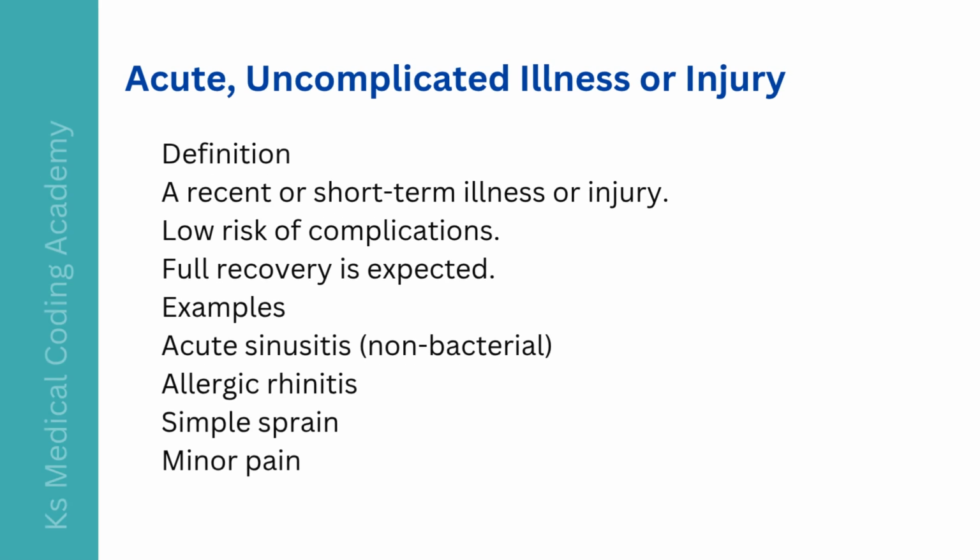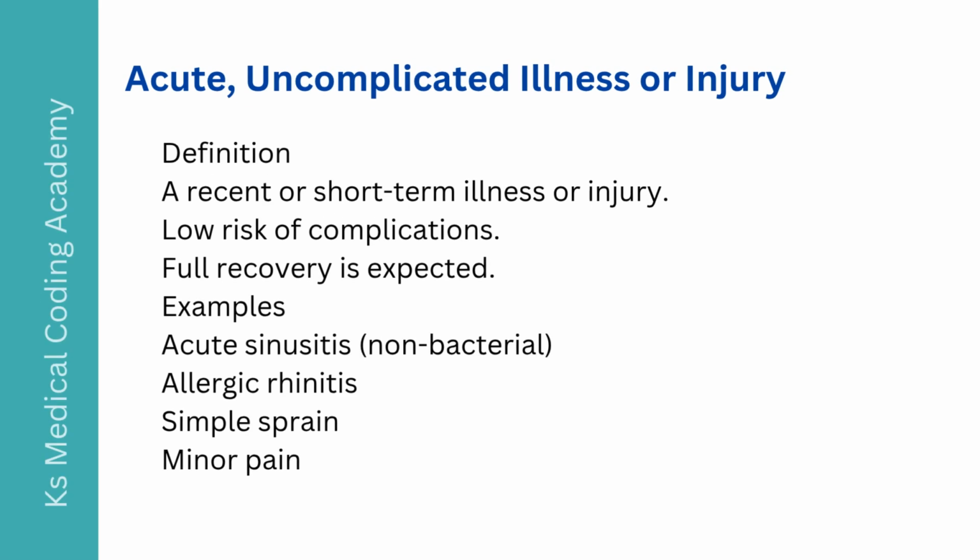An acute, uncomplicated illness or injury is a recent health problem with a low risk of complications. Most patients recover completely with appropriate treatment. Common examples include allergic rhinitis, a simple sprain, minor pain, and non-bacterial acute sinusitis. These conditions usually involve low-complexity medical decision-making.